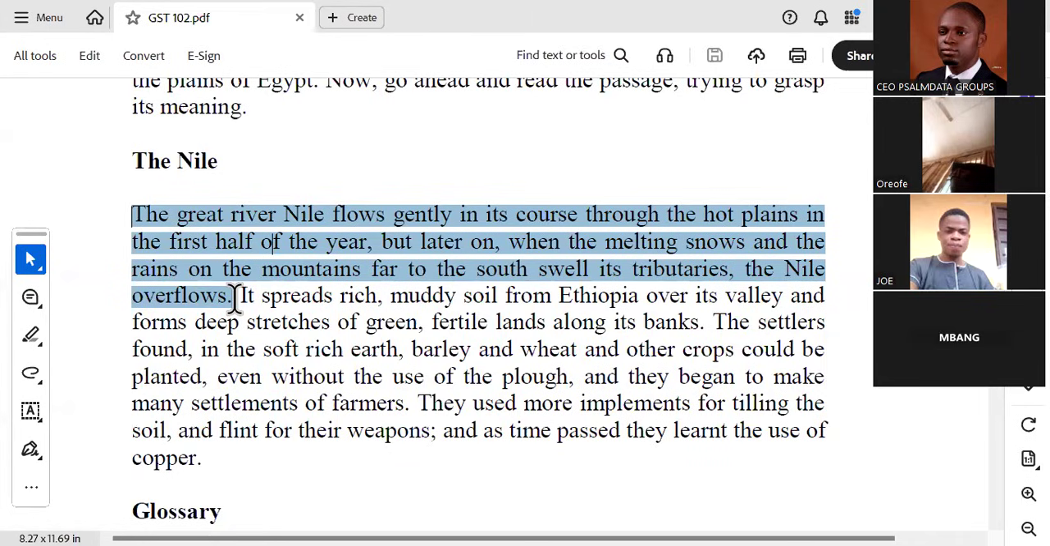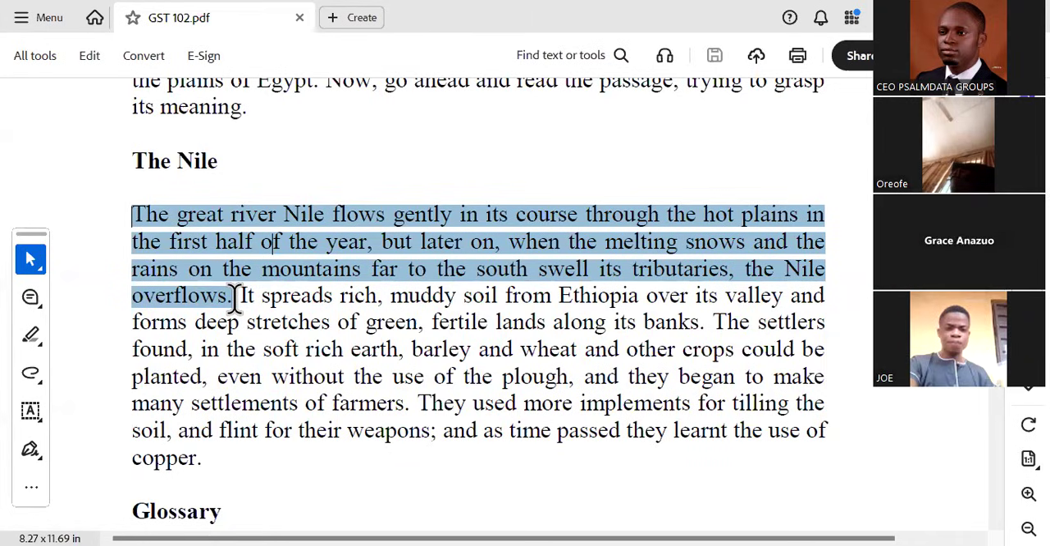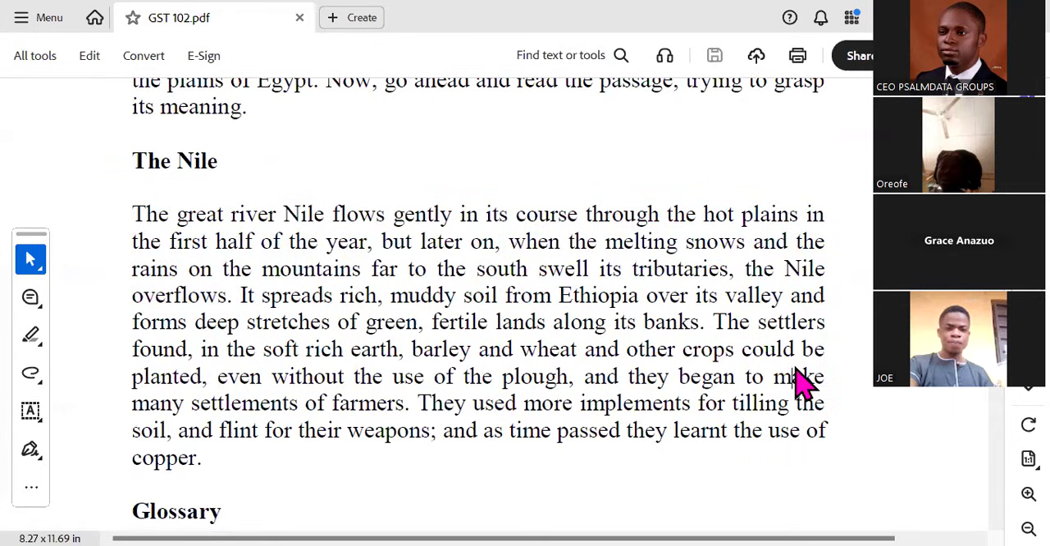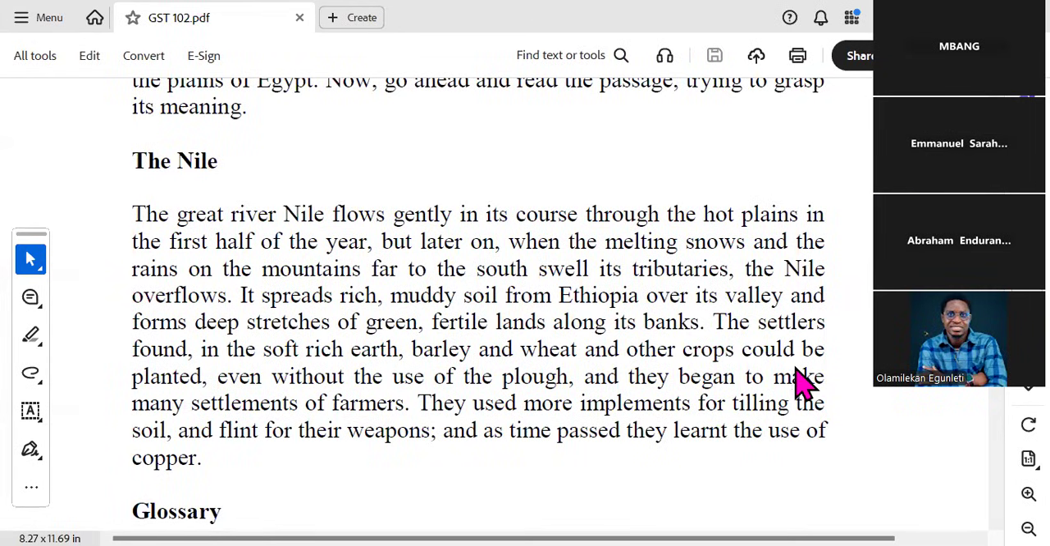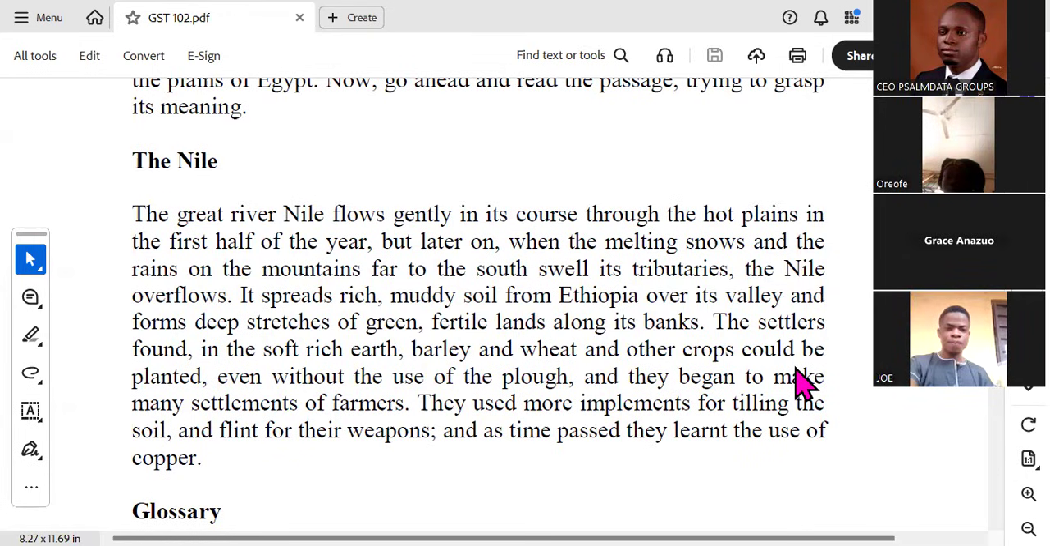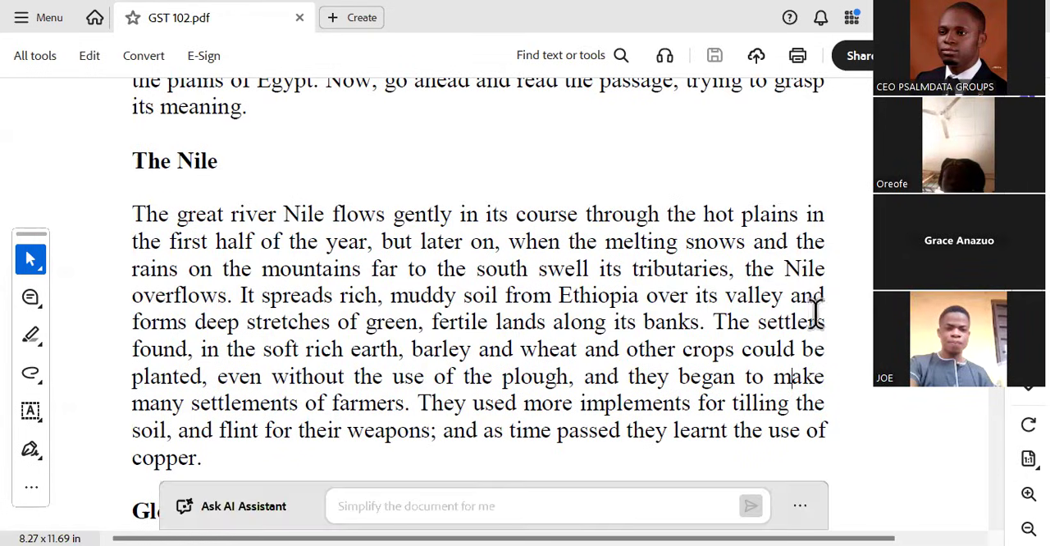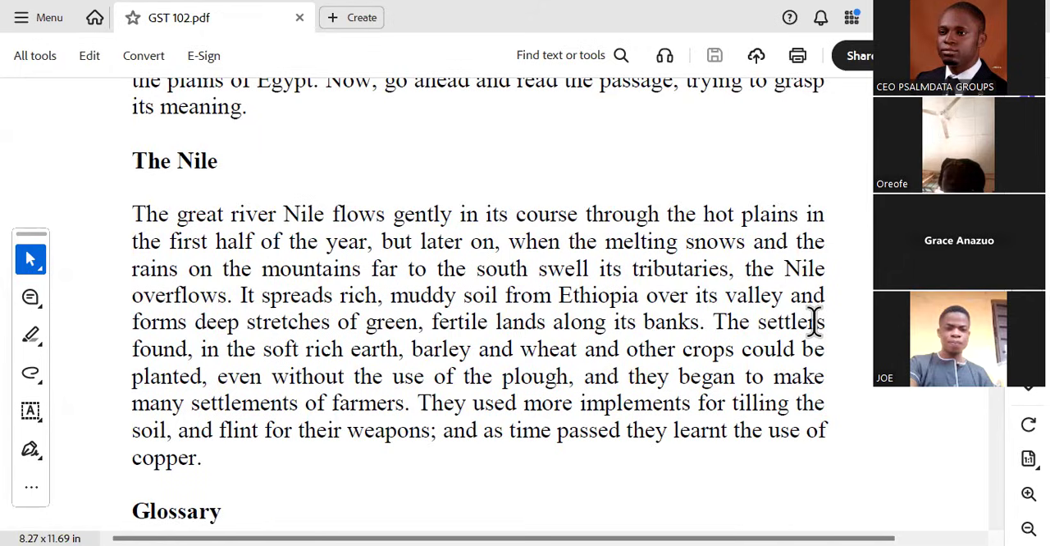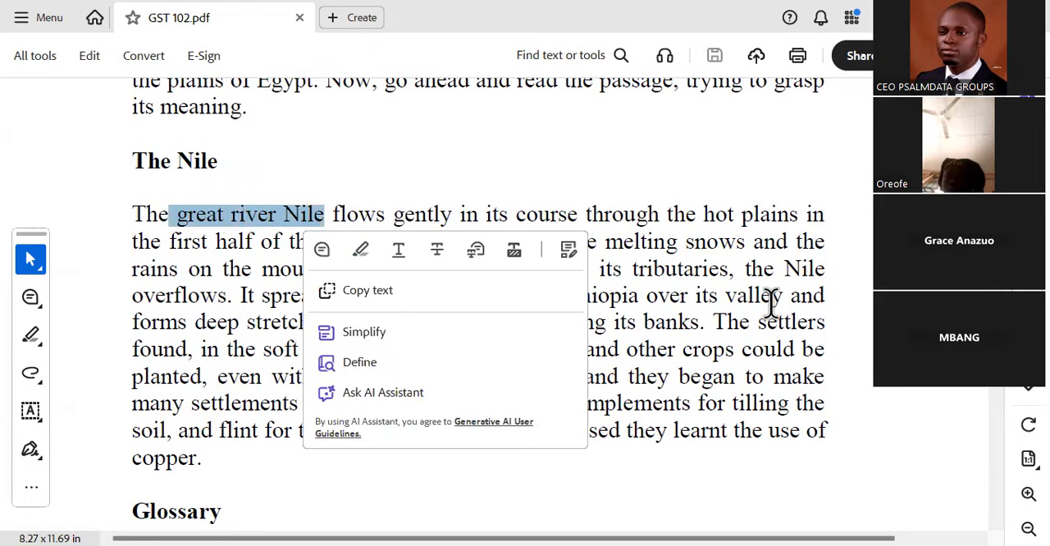We can start with the hot plains. Like we said yesterday, part of the reading, hot plains in the first half of the year. So then we said the Great River Nile flows. Somebody already said we can remove great out of it. You don't need to tell us how big the river is. Just tell me the river Nile flows gently. And I think I support that.